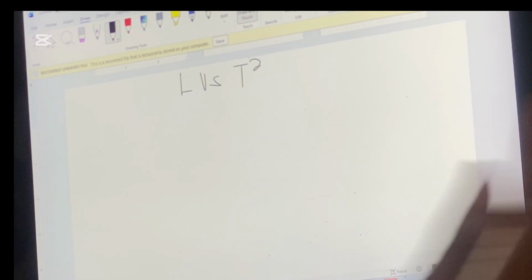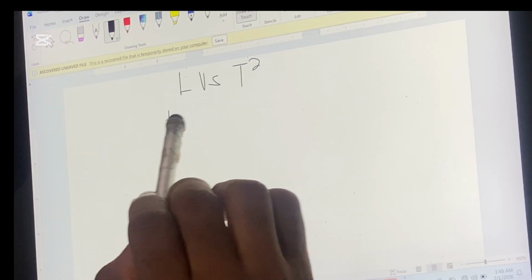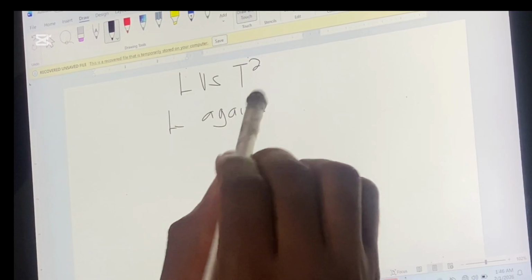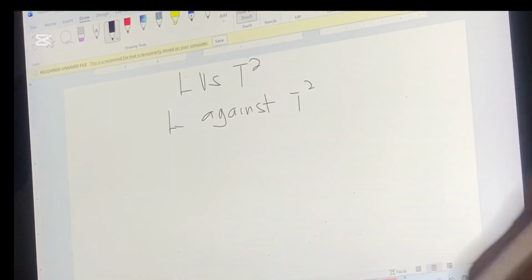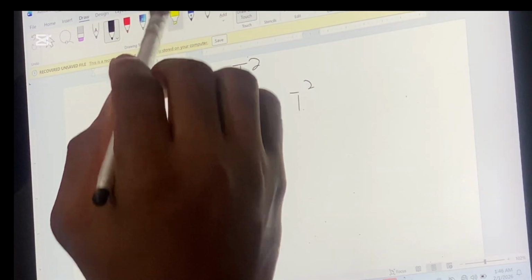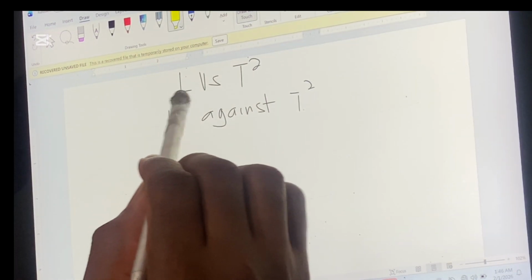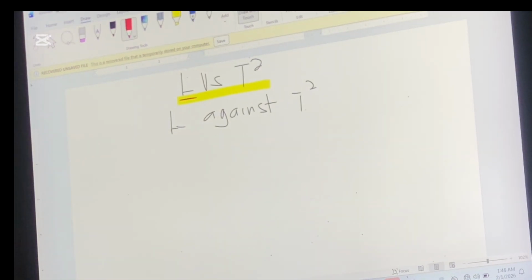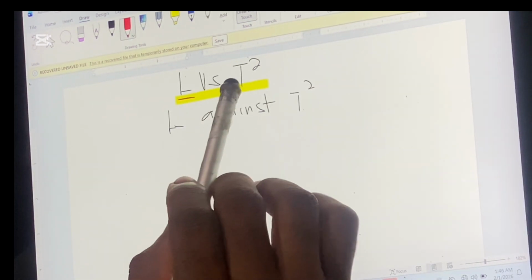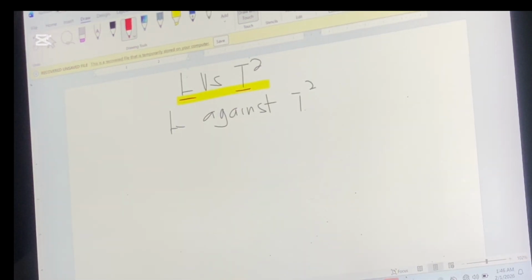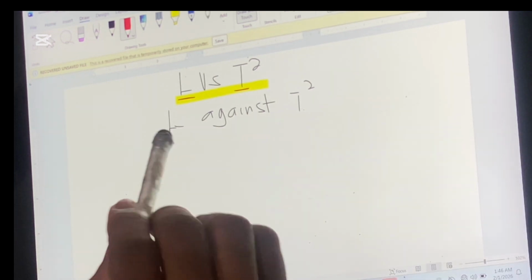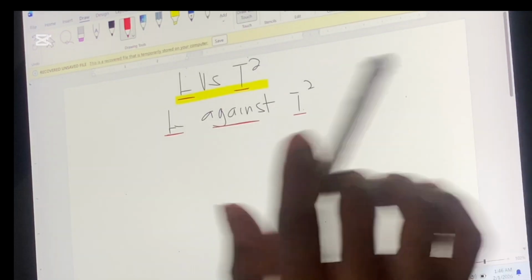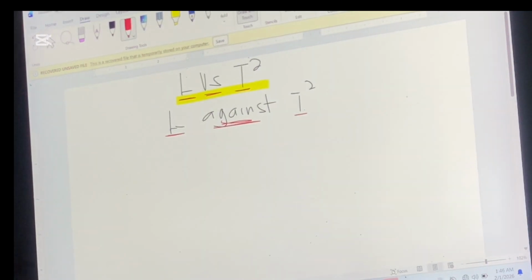is the same as L against T square. So when you are asked to plot L versus T square, it means that this first one here will be placed at the vertical part, while this second one here will be placed at the horizontal part. The same thing as this. So versus and against is the same. Please take note.